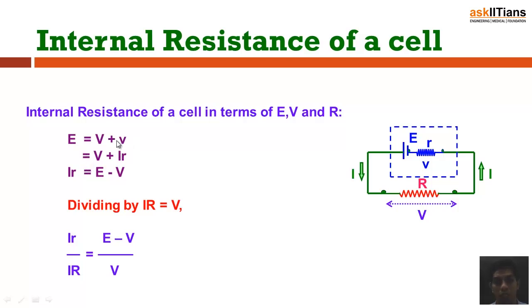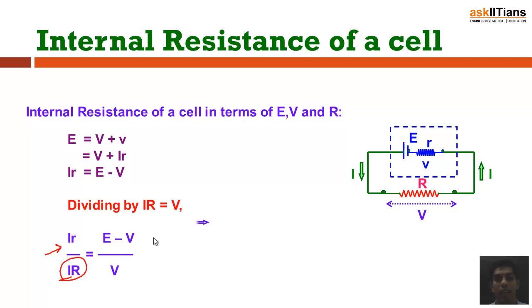So small v is equal to the EMF, that is E minus capital V. We know that small v is equal to I, that is the current in the circuit, times the internal resistance r. Now we are dividing it by I R, that is capital V, or the potential drop across the external resistance. So I r is equal to E minus V, and we are dividing this expression I r by this I capital R.